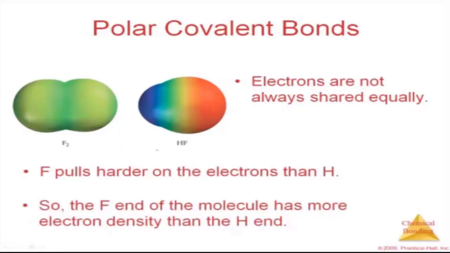We would draw an arrow, and the more negative side would have the head of the arrow. And we'd put a little plus at the end, since this is the more positive side. So we would indicate a dipole here. There's no dipole in the fluorine molecule; they share equally. Okay? So this is going to become a polar molecule. There's more electron density where the fluorine is because it's going to pull more on those electrons.